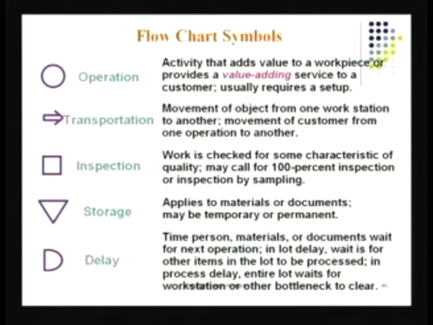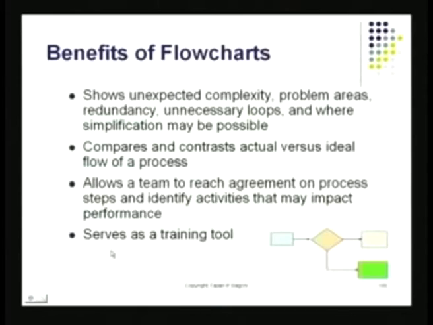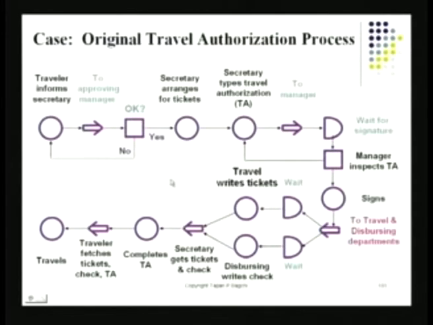Certain symbols are used: operation, transportation, inspection, storage and delay. Out of all these, the one that is really important is the operation. The rest of it is all supportive. Except for operation, nowhere else am I adding value. So this is the part I should really be focusing on. If any of these other things are involved in the process, I should try to eliminate them. That's what I should try to do. I'll give you an example, and I list out some of the benefits which you can look up by just reading them. Let's take a look at one of the examples.